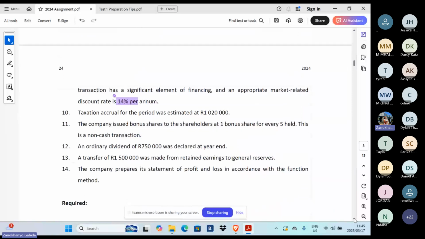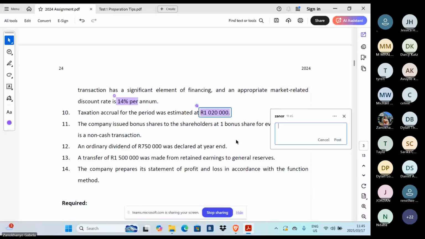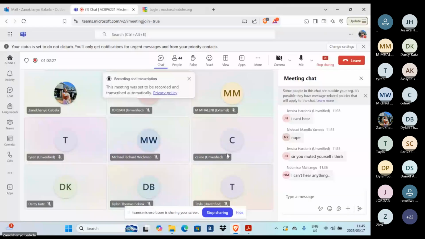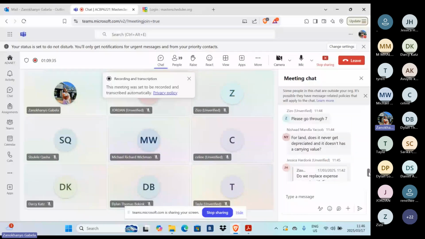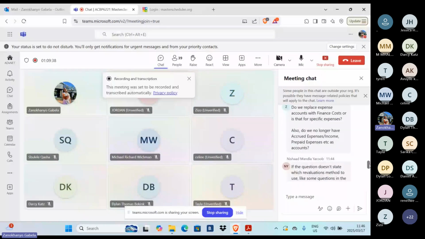Taxation accrual was estimated. Okay, that's going to sit in our statement of comprehensive income. No questions in the chat. Okay, thank you for that. Just want to see.